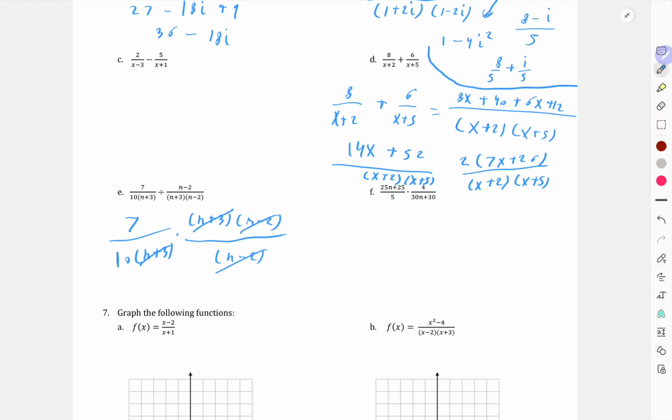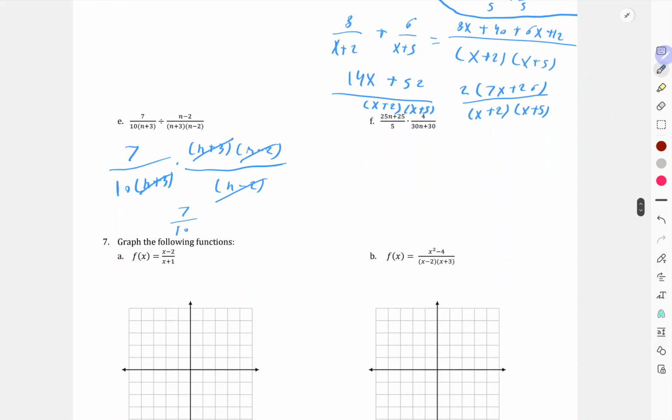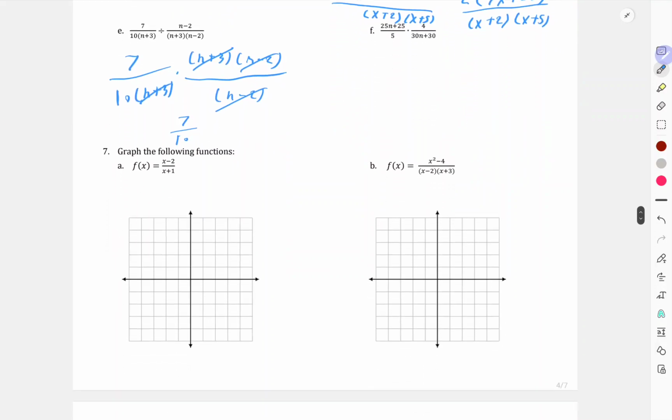When you cross out all that, it's 7 over 10, isn't it? Let me make sure of this, because I want to make sure that this is correct. I was about to go the long way. So that's 7 over 10. You just cross out all the ones that look the same.